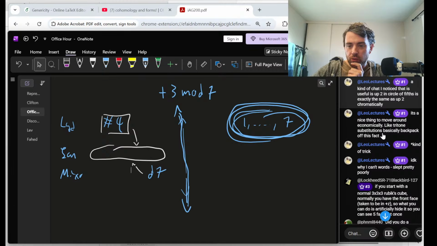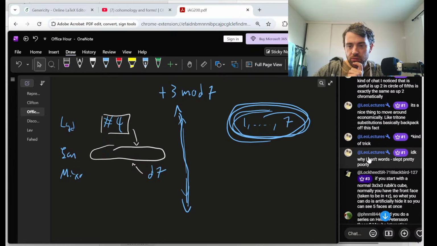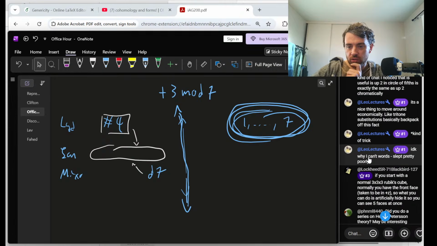It's a nice thing to move around economically, like tritone substitutions. I don't really understand tritone substitutions. One of these days I will learn about it properly.